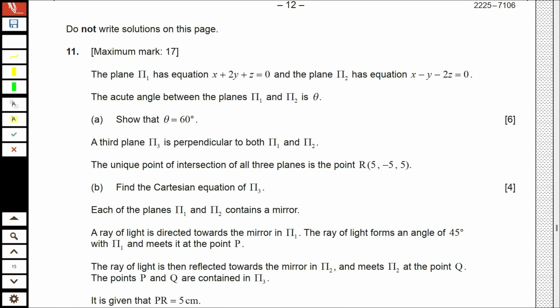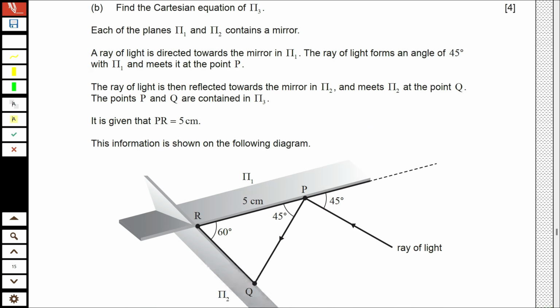Question 11. The plane pi1 has equation x + 2y + z = 0, and the plane pi2 has equation x - y - 2z = 0. The acute angle between the planes pi1 and pi2 is theta. Show that theta is 60 degrees.